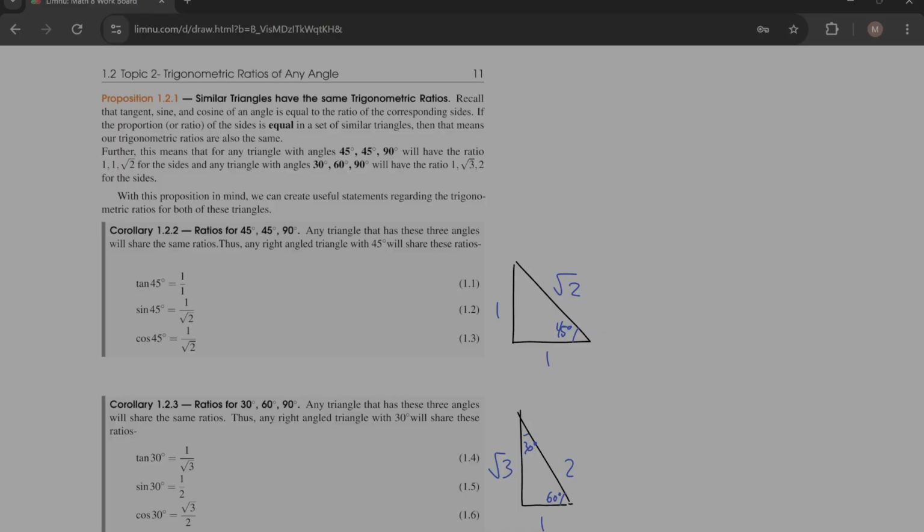Won't waste your time. Okay, so when I'm looking at a trig ratio, remember I consider the angle that I'm looking at as sort of my reference point.